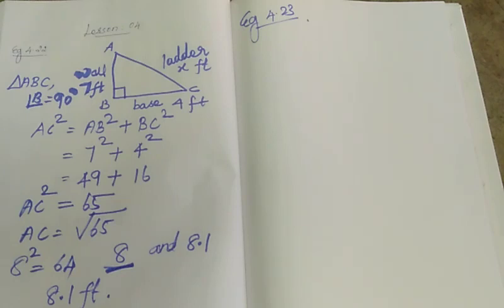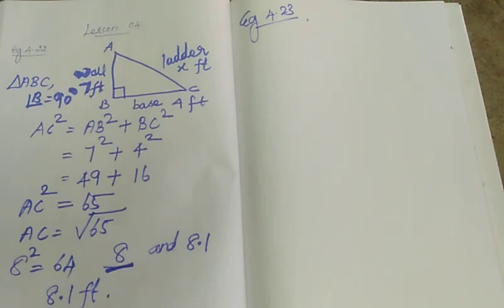An aeroplane takes off from an airport and flies due north at the speed of 1000 km per hour. At the same time, another aeroplane takes off from the same airport and flies due west at the speed of 1200 km per hour. How far apart will the two planes be after 1.5 hours?